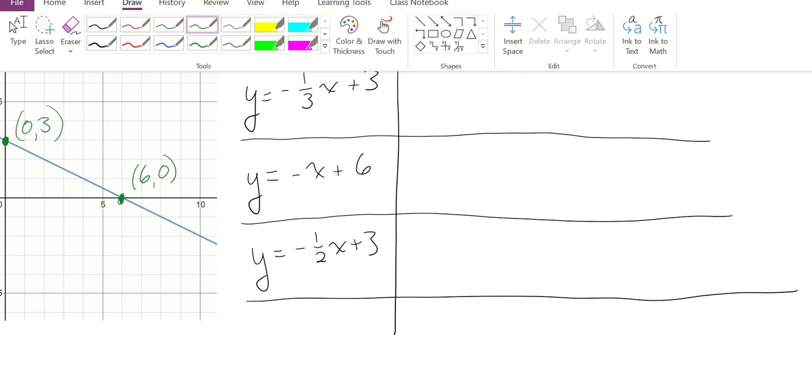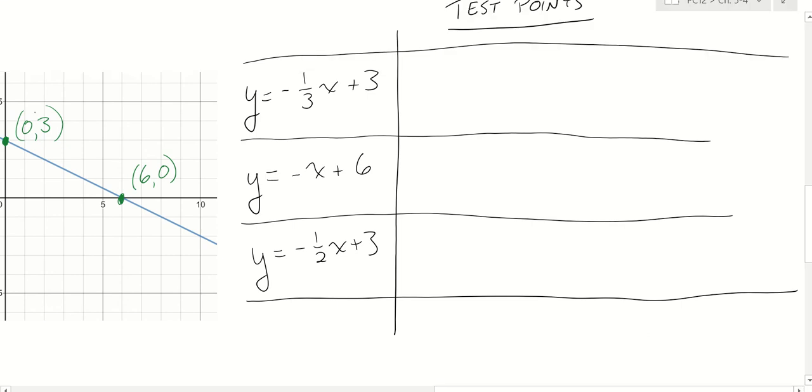Okay, so let's test the point. Let's test the point 0 and 3. Where should we test it? Let's test it in this equation. And if when we plug in the x and corresponding y value of this particular point, we get a true statement, then that represents a solution to this equation, and we are at least encouraged by that. So let's try.